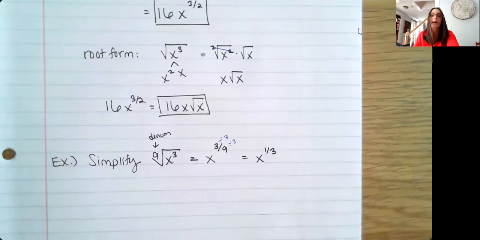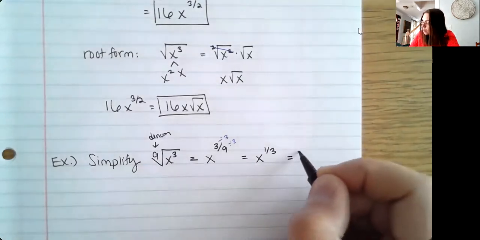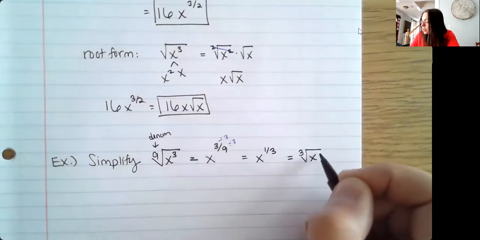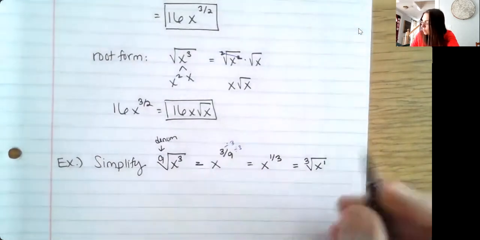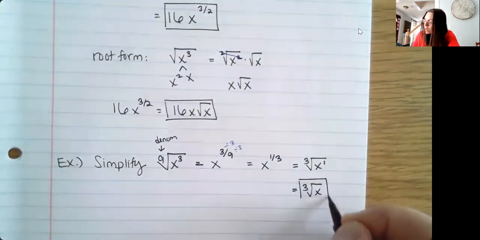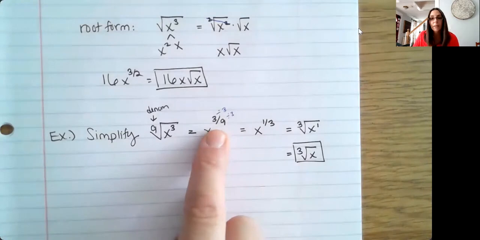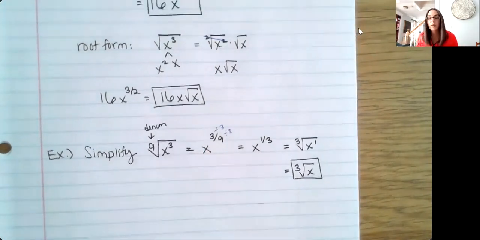So if I wanted the exponential form, I could write it like this. Or if I want the root form, this is the cubed root of x to the 1st power, right? Because my numerator is 1, but we don't write that in. So it's just the cubed root of x. So we can go back and forth between the two forms to help us simplify. It's good to know both ways because sometimes it's easier to simplify as a rational exponent and other times it's easier to simplify as a root. It really depends on the problem.